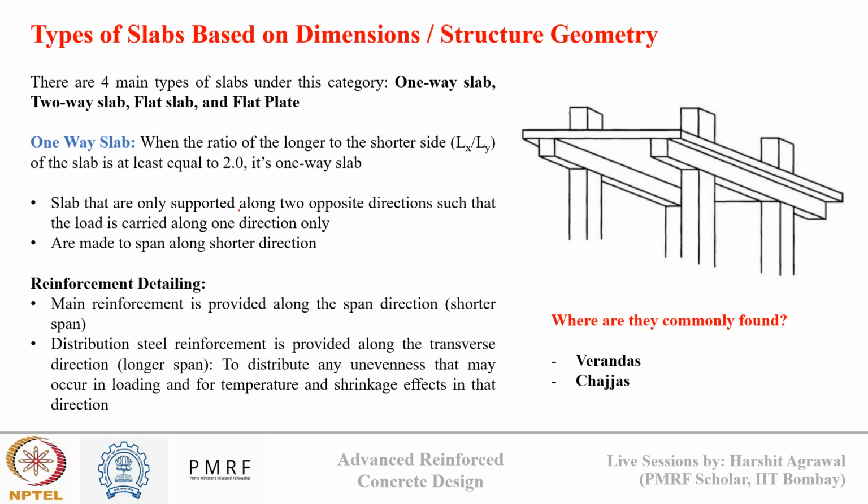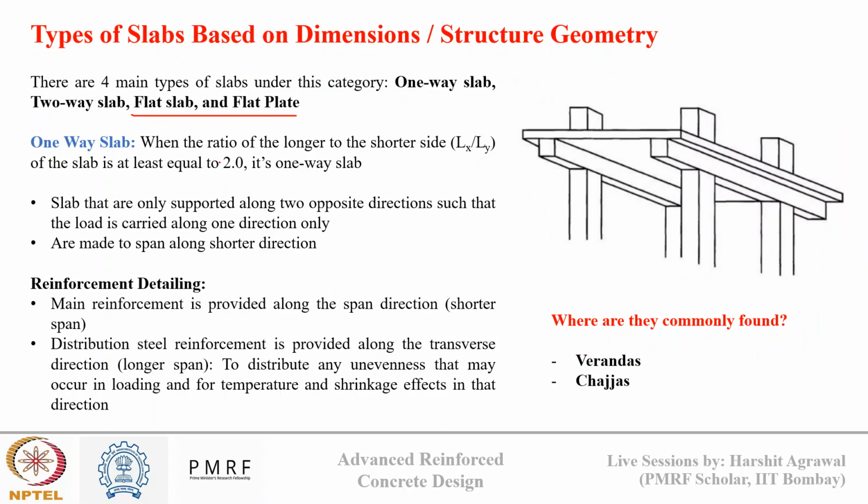Now, based on the dimension and the structural property, a reinforced concrete slab can be categorized into four types. There is one-way slab, two-way slab, flat slab, and flat plate. These flat slab and flat plates are part of two-way slab only, but I have listed them separately because of their structure.